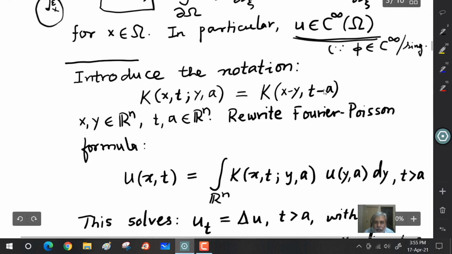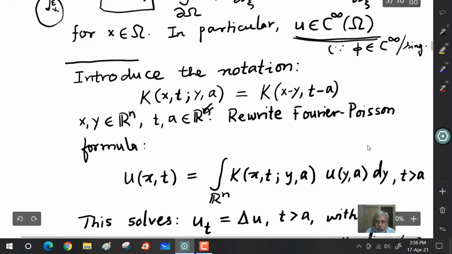Okay, and for that we introduce a new notation. We still call it k, there should not be any confusion. So now I write k as a function of 4 variables, x, t, y, a. Okay, x and y are in Rn, and t and a are in R. So this is just R.